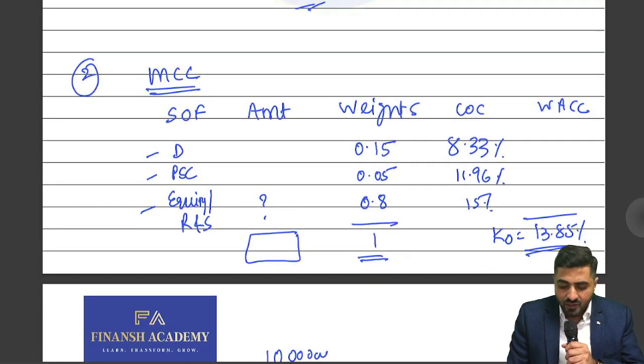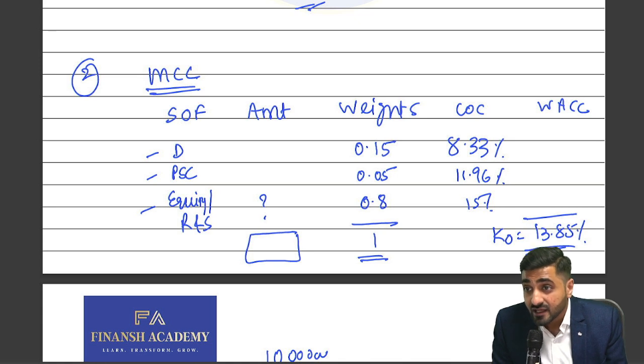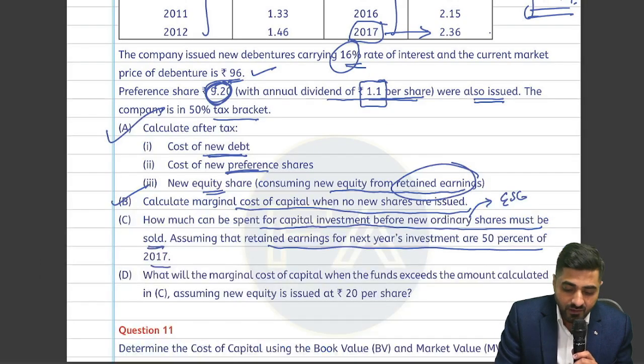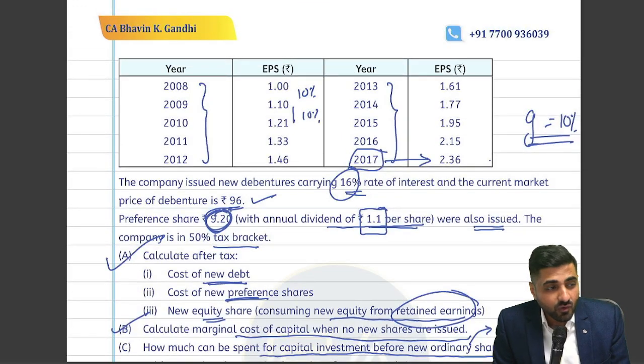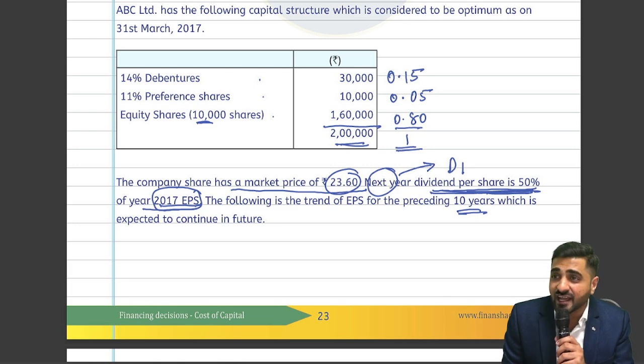Tell me, do we have retained earnings? Yes. They have told you that it is 50% of your EPS. They have told you 50% of the EPS is your retained earnings. What is your EPS? 1.18 is per share. What are the number of shares? People are saying 1 lakh. Where is it 1 lakh? Can I say it is 10,000 shares?